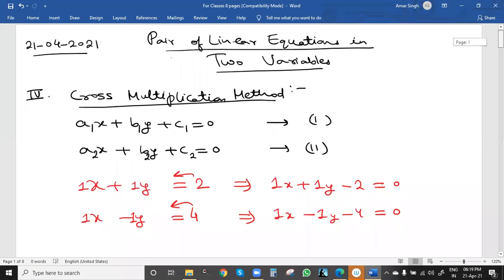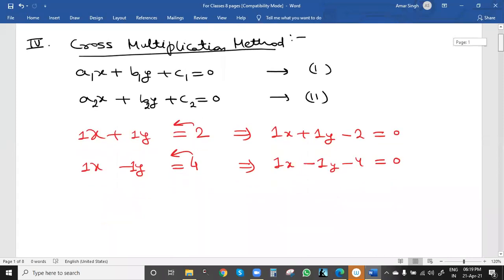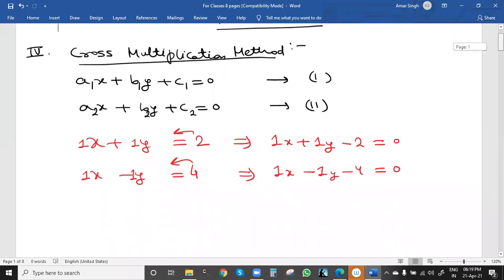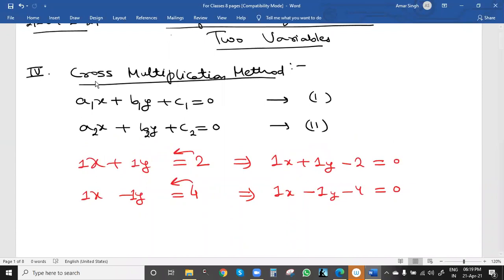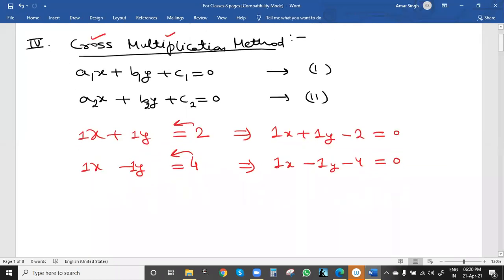Now the main purpose is to find the values of x and y. As the name says, we have the cross multiplication method. Cross means we multiply crossly, so cross multiplication will be used in finding the values of x and y. See how we write. Let me show you. First we'll see the standard values, then we'll apply it to this question also.